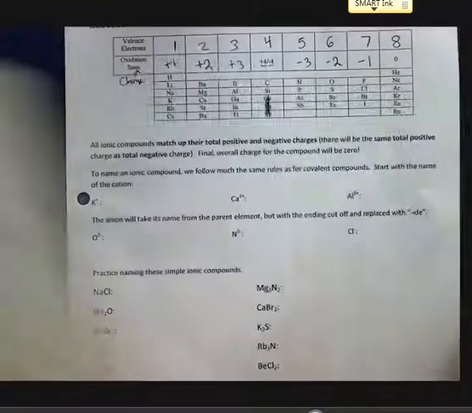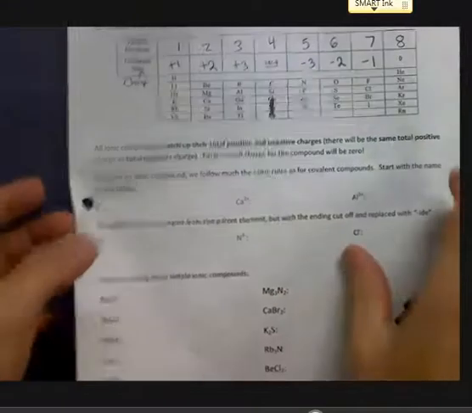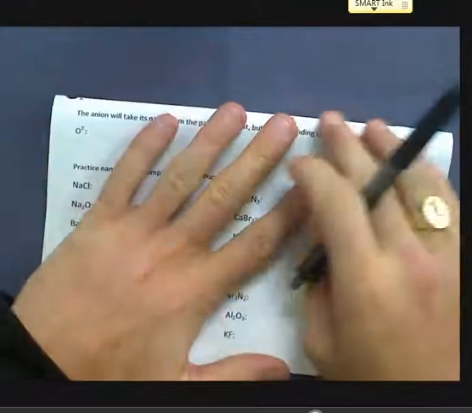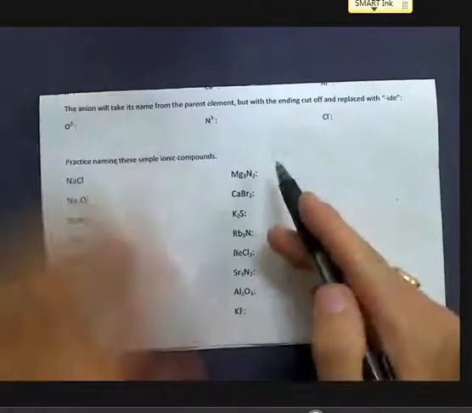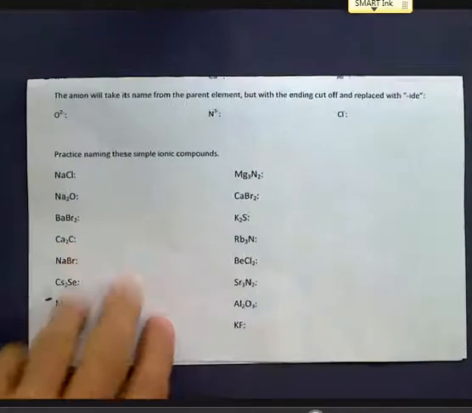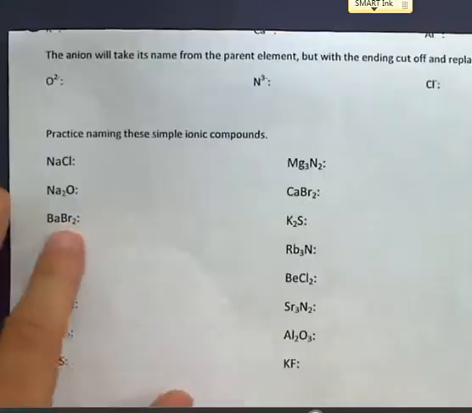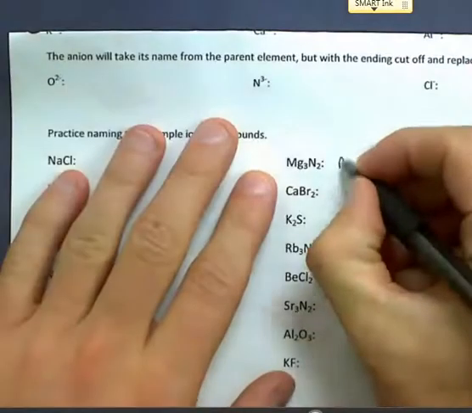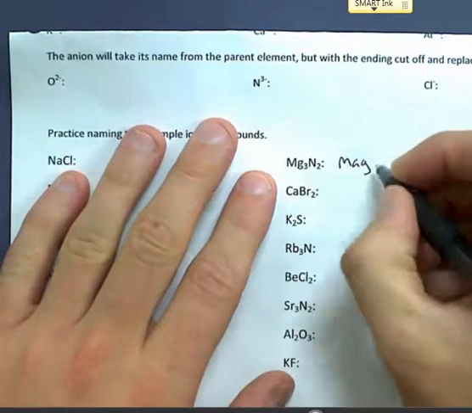Just run through these a little bit quickly. Pick out the big bad ones and move from there. So, how about Mg3N2? Zoom in a little bit so we can see this. Mg3N2. Well, Mg is magnesium.